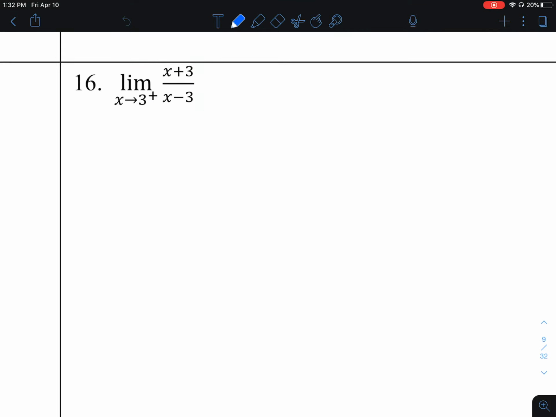This next one, we cannot evaluate the limit directly because it will be dividing by 0. This doesn't factor. That tells us that this graph has a vertical asymptote at x equals 3, but we don't know, as we approach 3, if the graph is going up or down. So we get this vertical asymptote. The graph could be like this or it could be like this. It's one of the two. To determine that, we're going to make a little table.